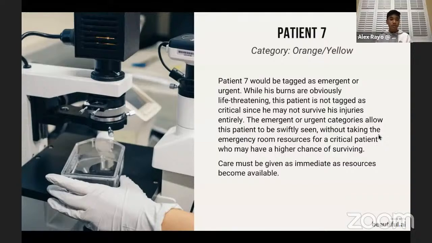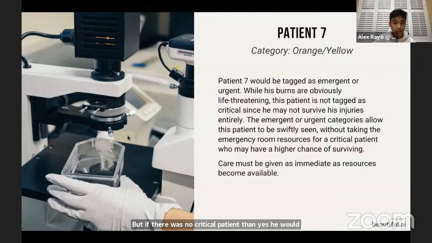And if there are two critical patients that come into the emergency room at the same time, medical staff will have to weigh who has a higher chance of survivability. And in this case, since he might not have a high chance of survivability, the medical staff will prioritize giving the emergency room resources to another patient who will have higher odds of surviving. So in this kind of scenario, that's why. But if there was no critical patient, then yes, he would probably be tagged as red.